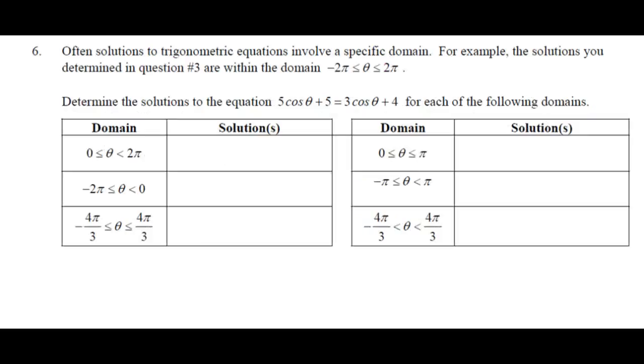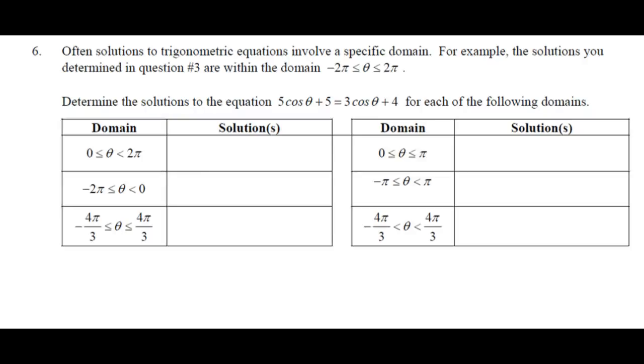Often, solutions to trig equations involve a specific domain. For example, the solutions you determined are within the domain negative 2 pi to 2 pi. Determine the solutions to this for each of the following domains. Okay, so we know the solutions, right? Solutions aren't a surprise. So between 0 and 2 pi, not including 2 pi. Now, in this case, that's not going to matter, right? Because one of our solutions is not 2 pi. Okay, so we don't have to worry about it in this case. But if a solution is 2 pi, you would not include it, right? This is strictly less than.